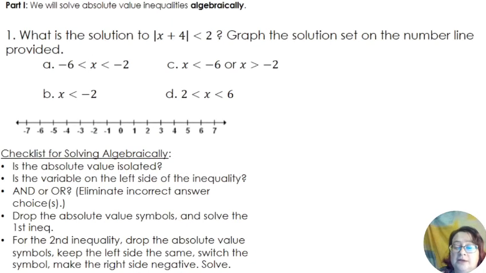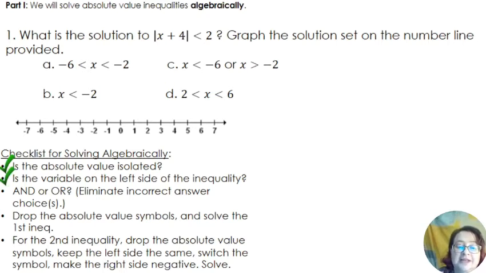So let's try one. What is the solution to the absolute value of x plus 4 is less than 2? And then we're going to graph the solution set on the number line provided. We do have a checklist for solving this algebraically. We want the absolute value isolated, just like we did with our equations. And it is, so we can check that off. Is the variable on the left? It is. We can check that off.